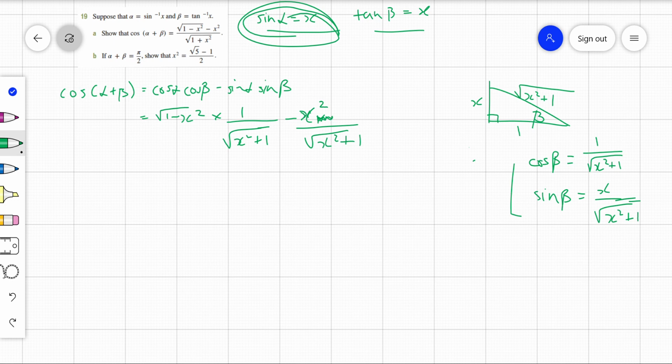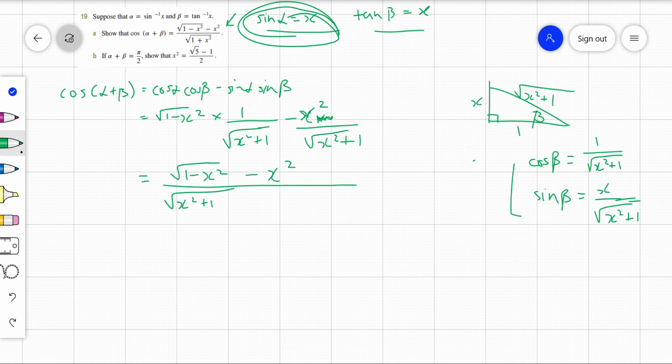Alright, so you can see both these terms can have a common denominator of x squared plus 1. If I do that, what have I got? So my first term is root 1 minus x squared, and my second term is minus x squared, which is what we were looking for, so that's all good.